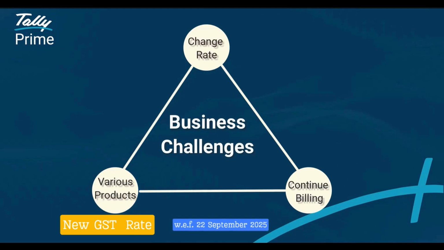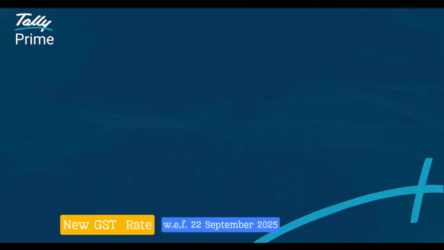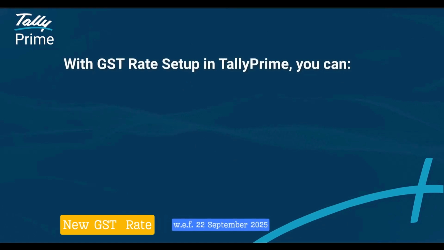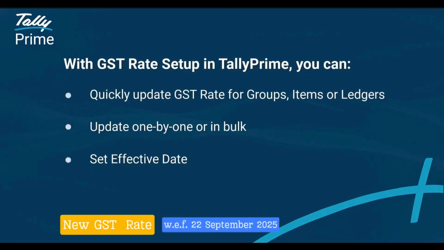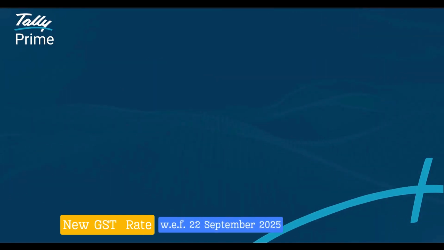However, implementing this rate change across a spectrum of products and services in a short period of time can be challenging for businesses. With TallyPrime, you can now quickly update GST rates for your stock groups, items, or ledgers, either one by one or in bulk, with the help of the GST rate setup. You can even specify an effective date to ensure the rates are implemented starting from a particular date.